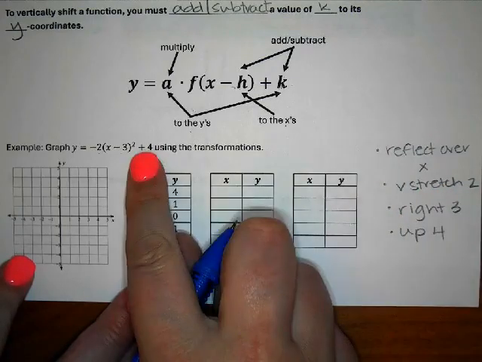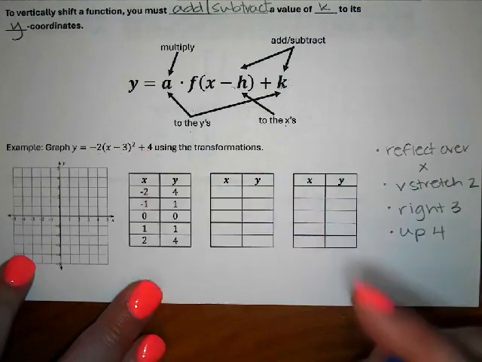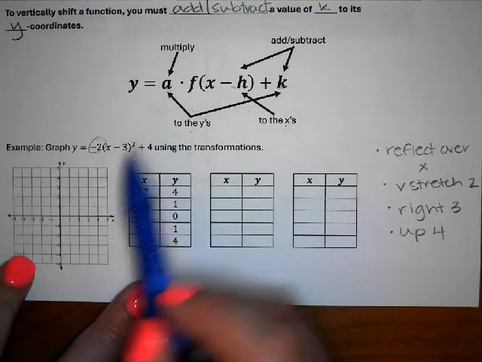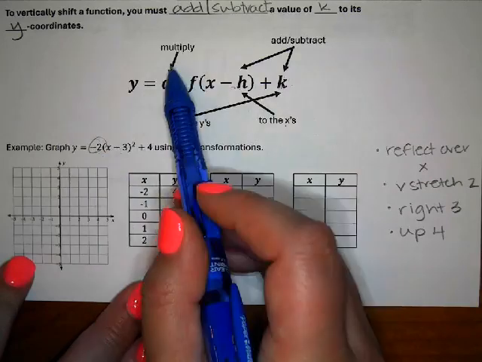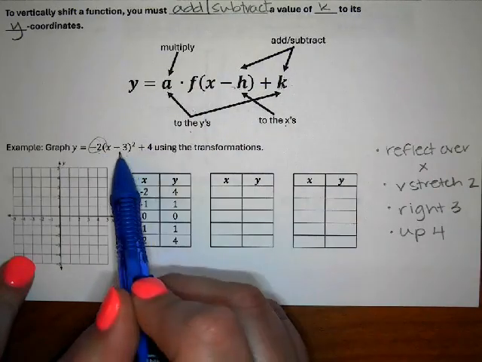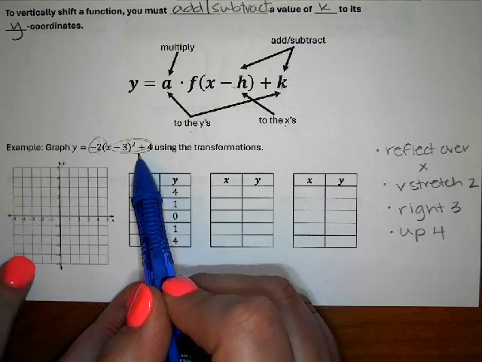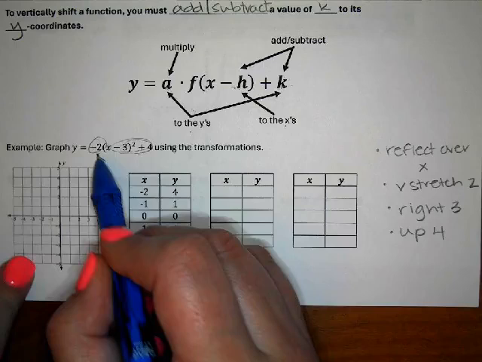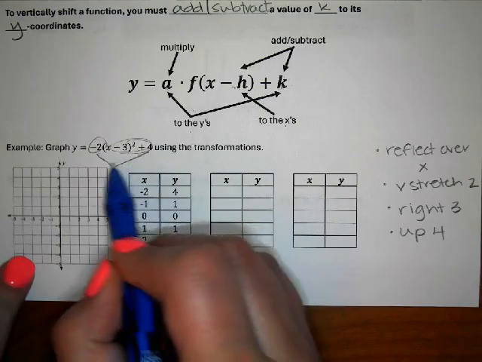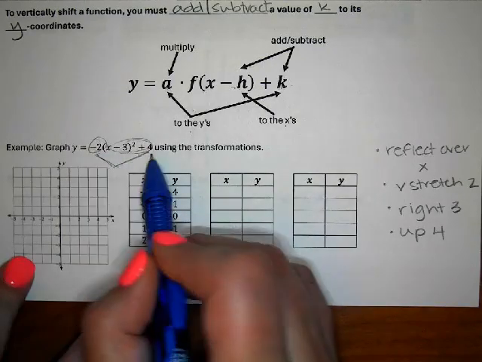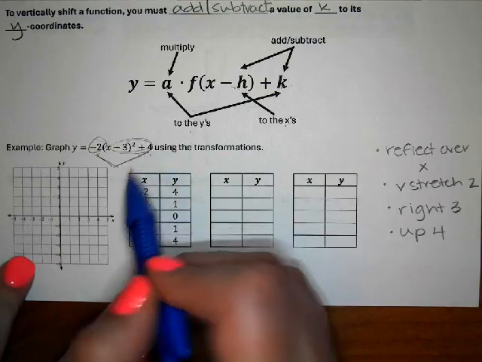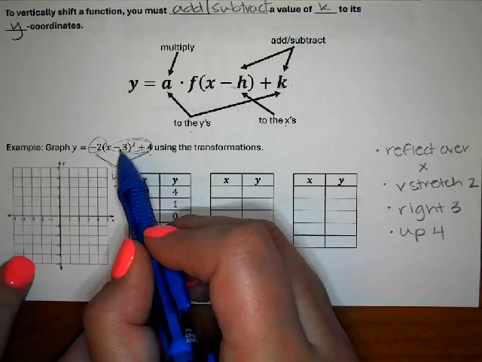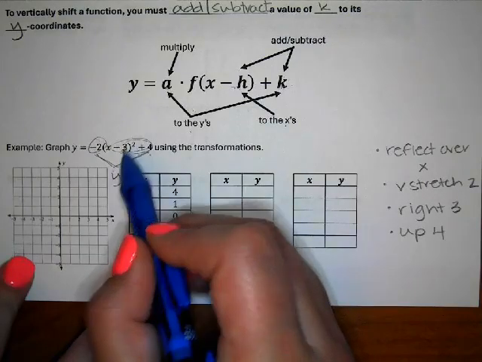All right, now the -2 in the front, those are transformations that are multiplied. These two on the end are transformations that are added or subtracted. The transformations on the outside of the function, -2 multiplied in the front and 4 added on the end, happen to the y-coordinates. The transformation that happens inside the parentheses happens to the x-coordinate.